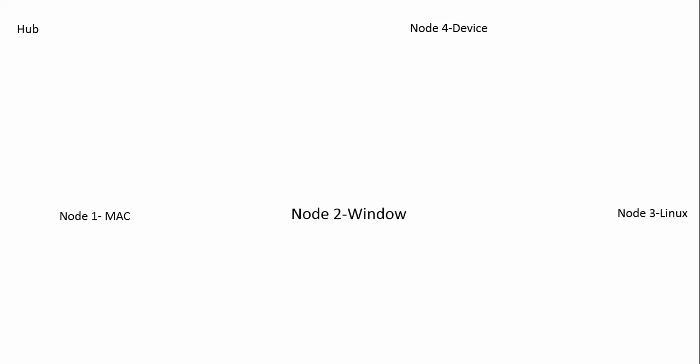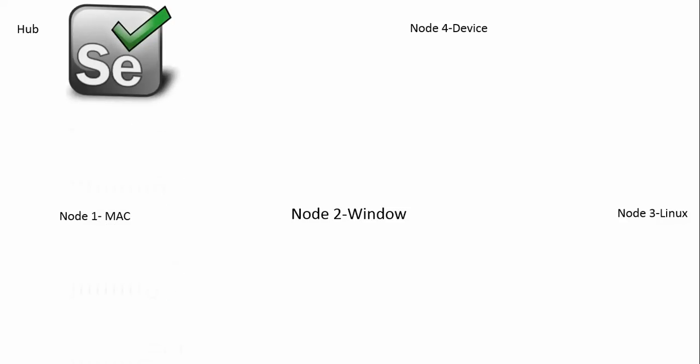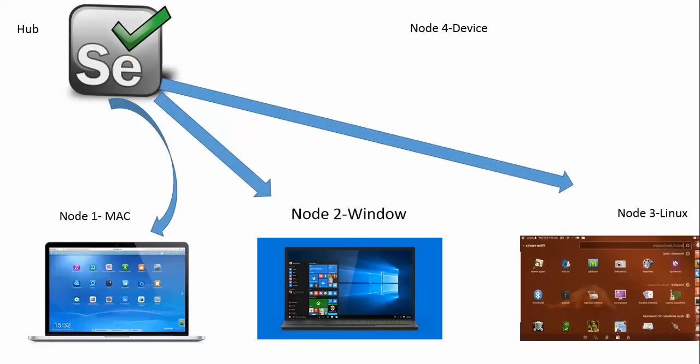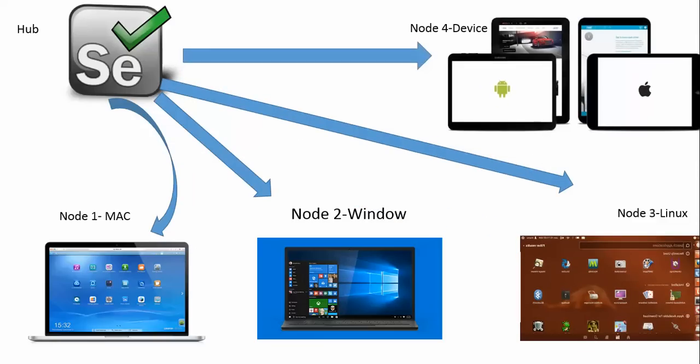So let me explain you through this example. Let's say we have one hub. Hub is nothing but a central machine where Selenium hub is running, and we have four nodes. One node is Mac machine, one node is Windows machine, third node is Linux, and fourth is your Android and iOS devices. So using the Selenium grid, you can actually redirect all the Selenium commands to different nodes. So hub will be a separate machine where the actual test will be triggered, and then hub will decide in which node to execute the test.